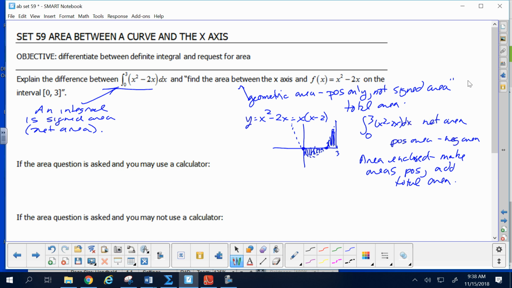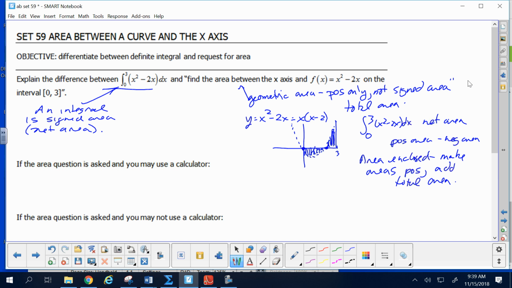They're a little different. And now, because they're a little different, you can't just mindlessly slap an integral at the second question. You have to make some adaptations. Now, if the area question is asked, I would approach that two totally different ways depending on whether I had my calculator or not.